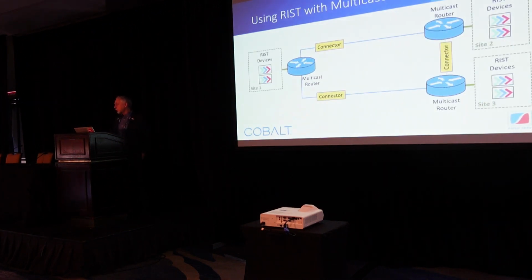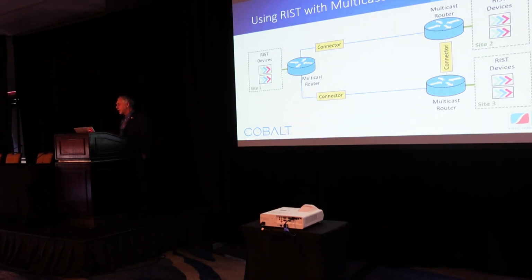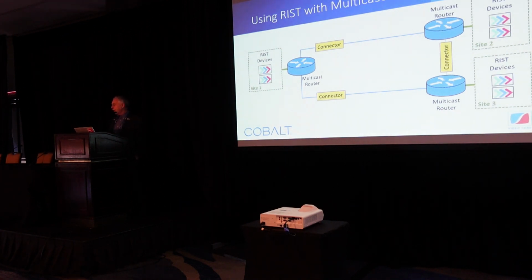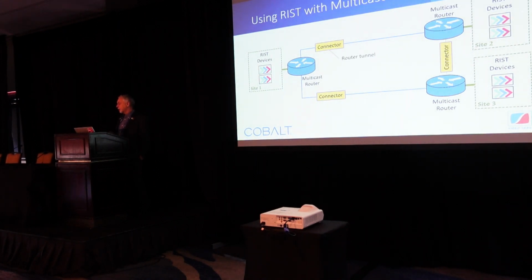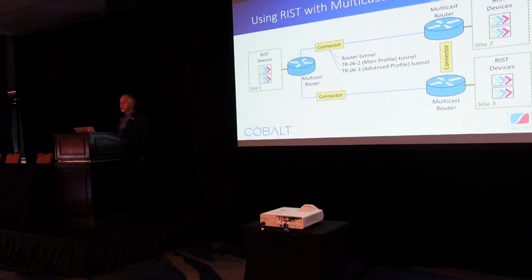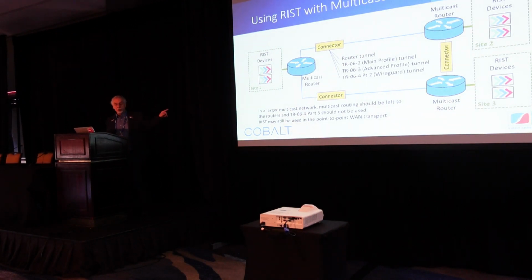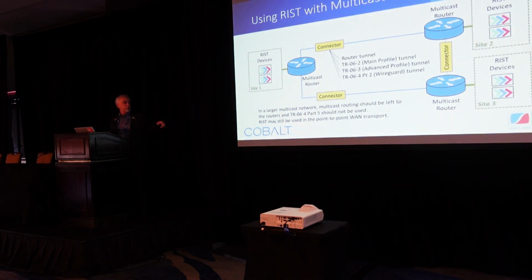All right. So how do you use RIST with multicast routers? I got a little picture of a multicast router, and you have connections. That connection can be a router tunnel. The routers do have tunnels too. It could be a main profile tunnel, an advanced profile tunnel, or a WireGuard tunnel. So in a larger network, you leave the RIST to the RIST, and you leave the multicast routing to the routers. You should not use Part 5. You still use RIST, though, on the point-to-point WAN transport, because that's very good for it.